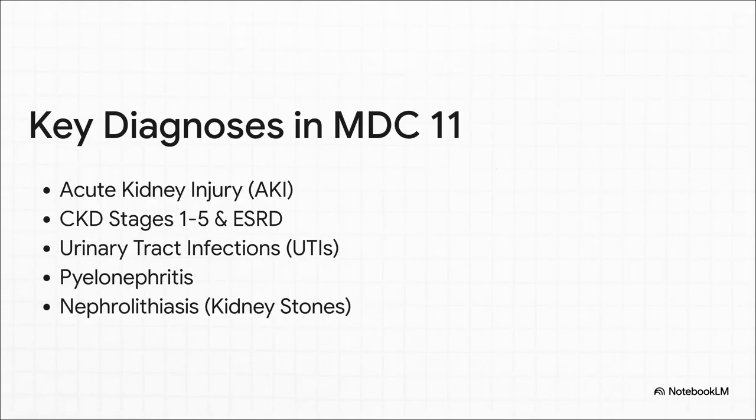Walking through the primary diagnoses in MDC 11, we see AKI, of course, plus chronic kidney disease across all its stages, including end-stage renal disease. We also have urinary tract infections, pyelonephritis, and nephrolithiasis, which are commonly known as kidney stones. Now, the sequencing of these conditions often dictates the final MS-DRG assignment. For example, if a patient is admitted for sepsis due to a UTI, the sepsis is the principal diagnosis, and the UTI is sequenced secondary. Sequencing is literally everything here.